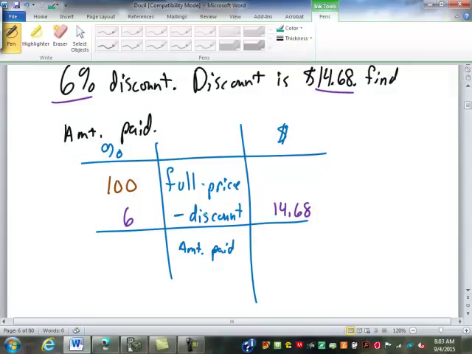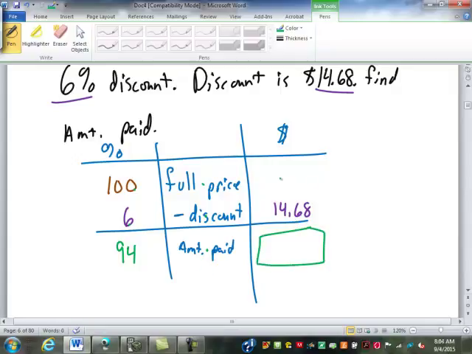Because it's full price minus discount equals amount paid. That applies on both sides. 100 minus 6 is 94. The amount paid is 94%. Now what are we looking for here? We're looking for the amount paid.